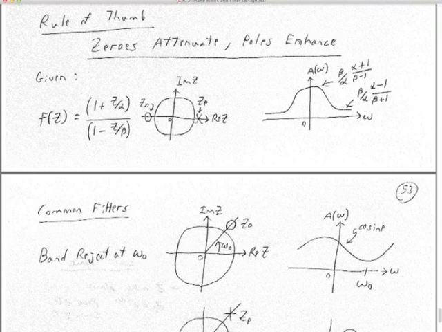Okay, so it's clear that when you're close to the pole, it's enhanced. The response, you're getting more of the frequencies that are close to the pole, and you're getting less of the frequencies that are close to the zero, in terms of the filter response. You're cutting out what's by the zeros, and you're enhancing what's near the poles. And that kind of makes intuitive sense, I hope. That poles enhance and zeros attenuate.